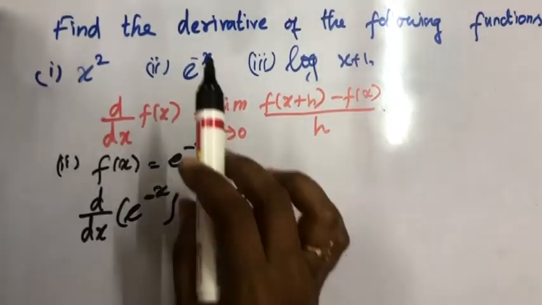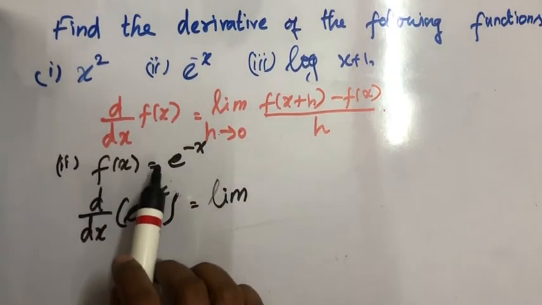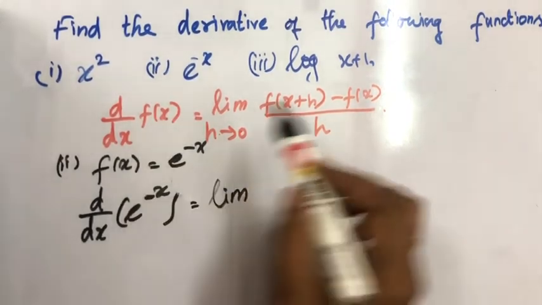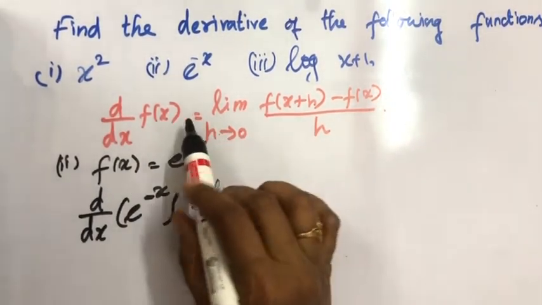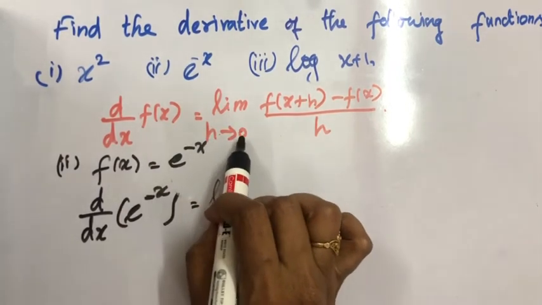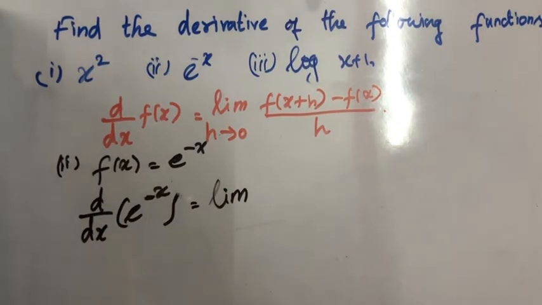Second one, e power minus x. We have to find its derivative. So f of x is equal to e power minus x. So d by dx of e power minus x. The first principle we are going to use, that is d by dx of f of x is equal to limit h tends to 0 of f of x plus h minus f of x divided by h.